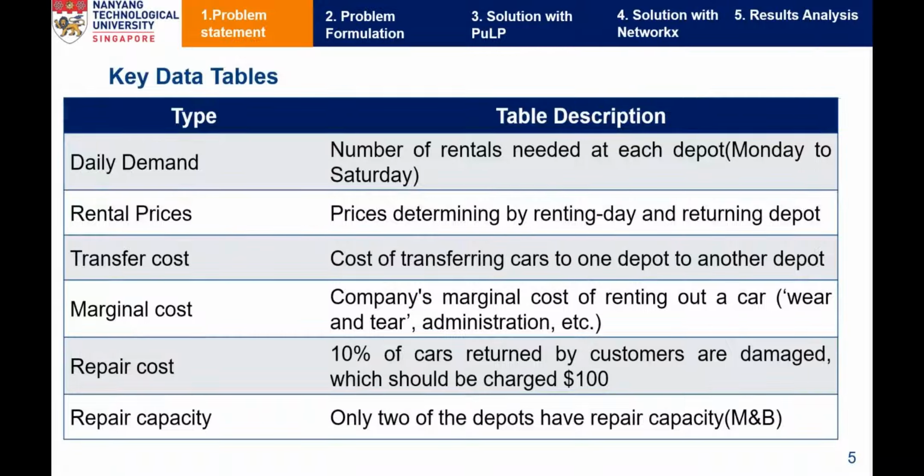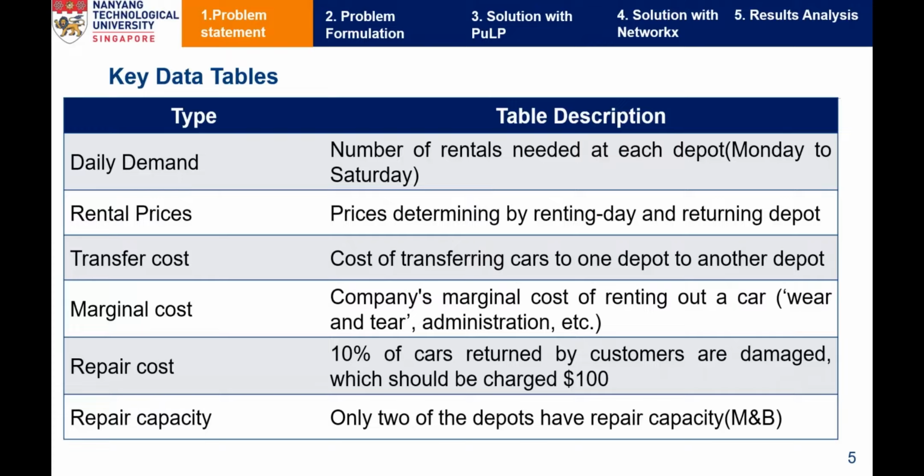And then when we come to our key data, first, the daily demand table shows the number of rentals we need at each depot from Monday to Saturday. Next, our rental prices are determined by the rental duration and returning depot. We also have transfer costs for moving cars between places, and we must consider our marginal cost per rental, which covers wear and tear and administration.